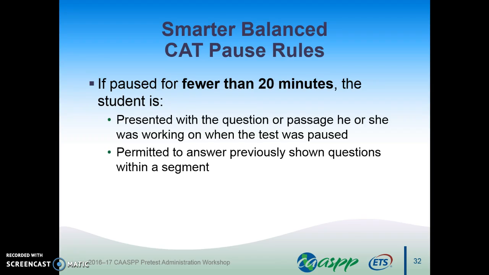If it's paused for fewer than 20 minutes, for let's say during a recess break, they'll be presented with a question or passage that they were working on when it was paused, and they will be allowed to go back and look at previous answers to check.